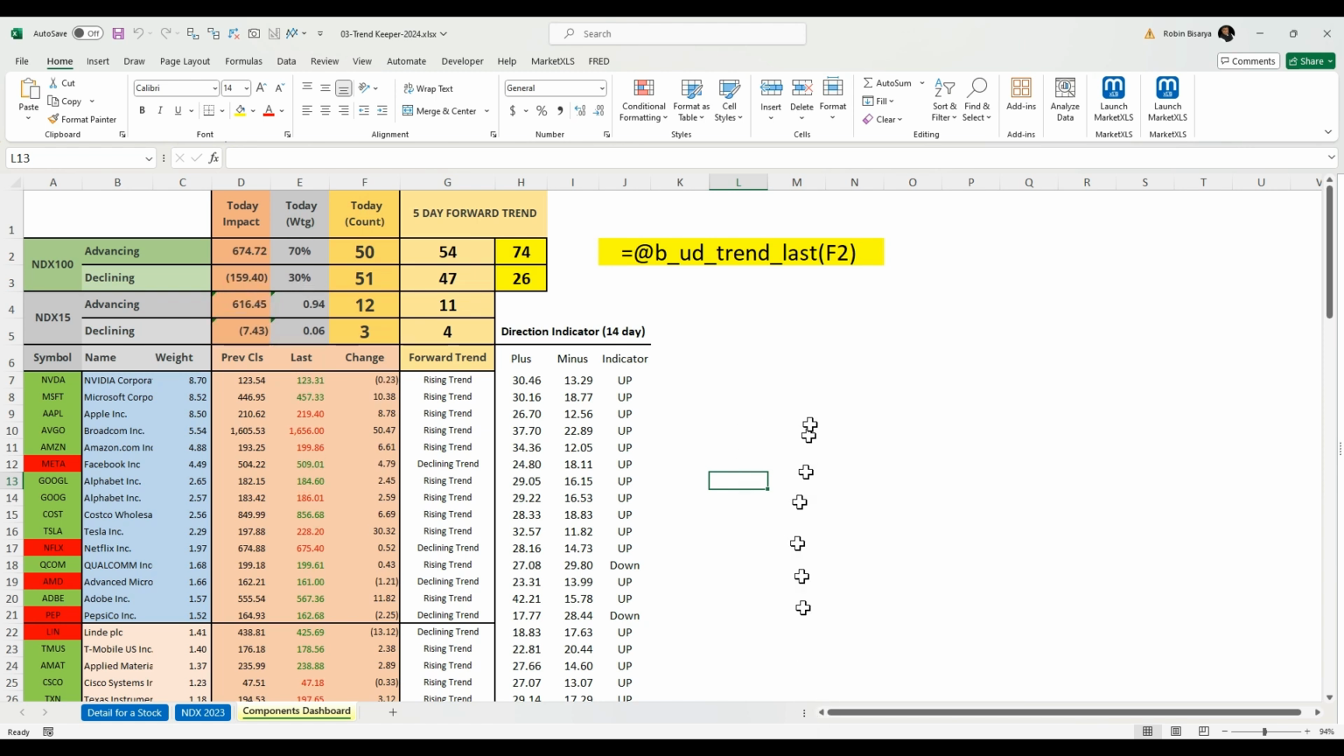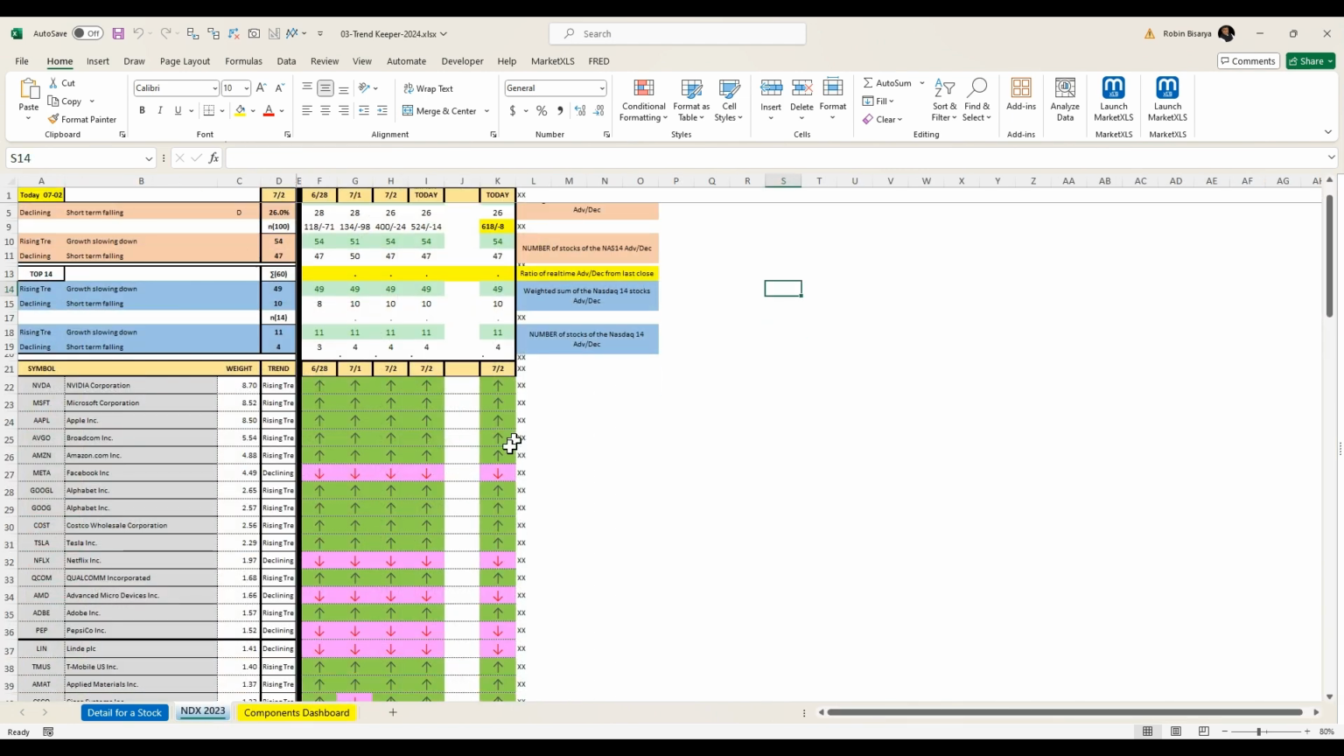Hello. In this video, we are going to show you how our customers use the trend function to predict market behavior in the indexes. We have this function called trend last. This function provides two values, either rising trend or declining trend. This function analyzes the volume and price action over the past 60 days to generate a forward-looking prediction.